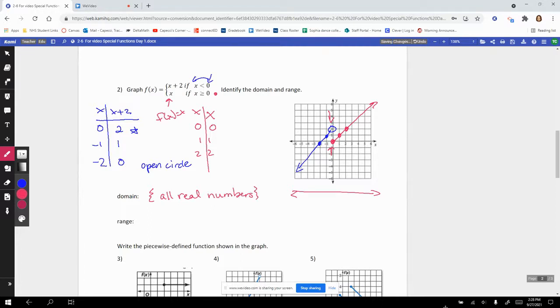Okay, looking at my range, I go top to bottom, all along my y-axis, and it doesn't look like I'm excluding anything there. So that is also going to be all real numbers.